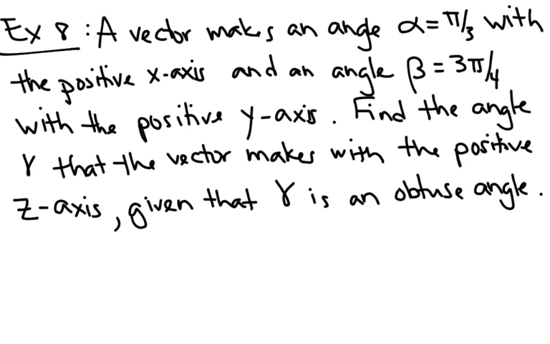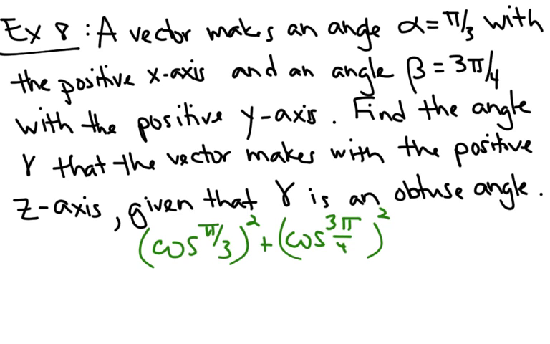A vector makes an angle alpha of pi over 3 with the positive x-axis and an angle beta of 3 pi over 4 with the positive y-axis. We want to find the angle gamma that the vector makes with the positive z-axis, given that gamma is an obtuse angle. So I'm going to start by finding the cosine of pi over 3 and squaring it. I'm going to find the cosine of 3 pi over 4 and squaring it. I don't know gamma, so I'm going to leave that alone because that's what I'm going to solve for.